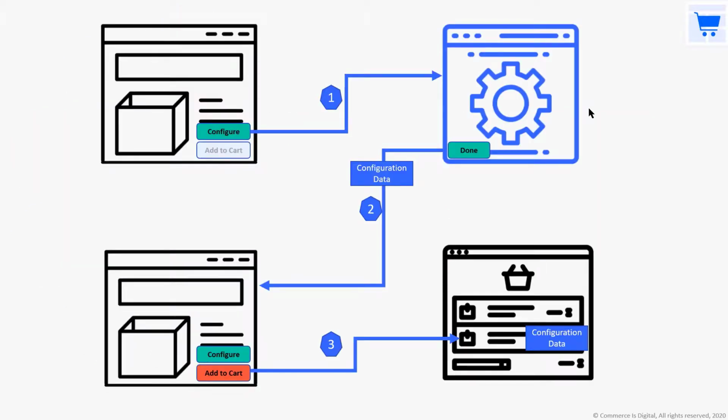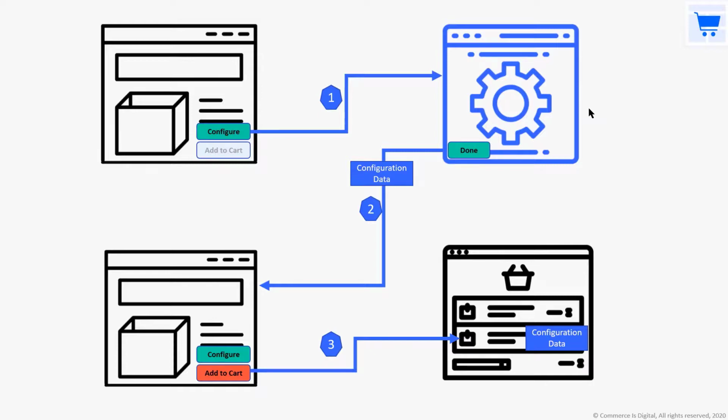When a customer comes to the product detail page of the configurable product, he will see the Configure button. The Add to Cart button, on the other hand, will be disabled, as the product needs to be configured before it can be purchased. The Configure button will launch a configurator, either in a separate window or embedded into the page. After the customer has completed configuration, he will be back on the product detail page with the Add to Cart button enabled, and the result of configuration sent back to the e-commerce system.